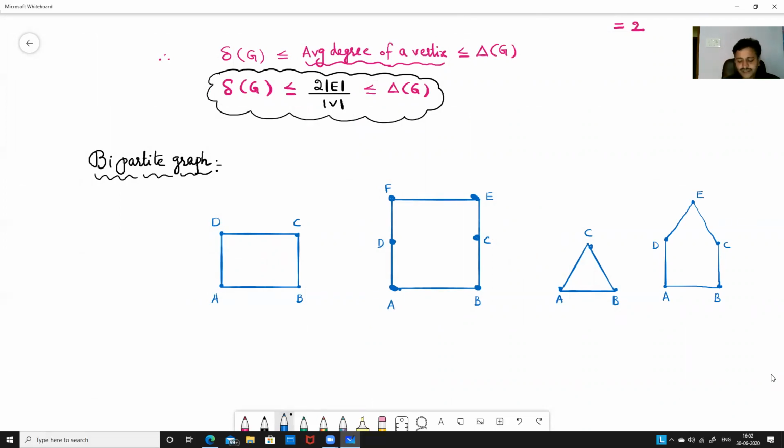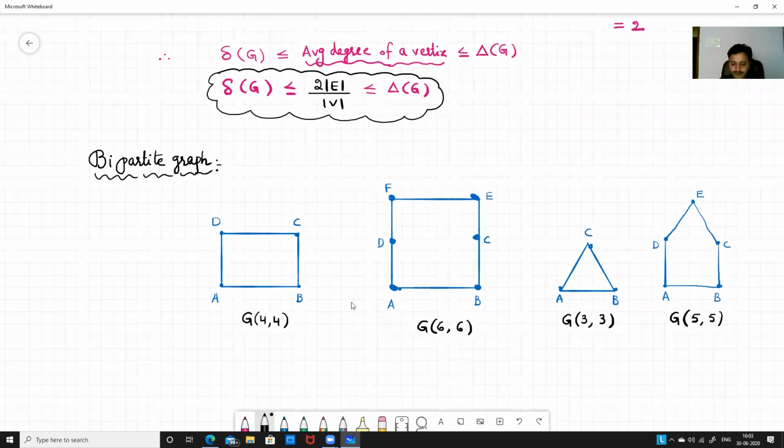Right. Look at this first graph. This graph contains exactly four vertices and four edges. The second graph contains six vertices, and the number of edges is also six. Next one, three vertices and three edges. Next we have five vertices and five edges. Of course, we'll take another example also, but let me explain this example first for the bipartite graph.